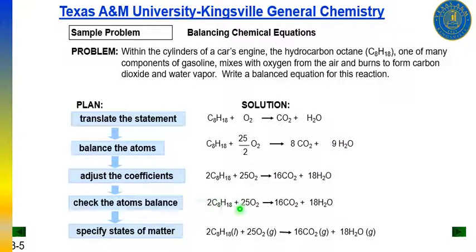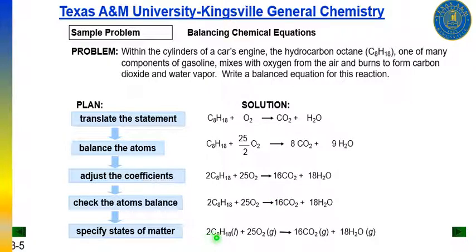And then you are going to double check the atom balancing. Carbon, I have 16. Carbon 16 for your reactants and products. Hydrogen, 2 times 18, that's 36. 18 times 2, 36. Oxygen, I have 25 times 2, 50. Oxygen in your carbon dioxide is 32 plus 18 in water, 50. Therefore, the total atoms are all balanced.